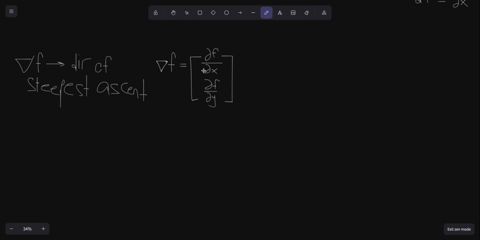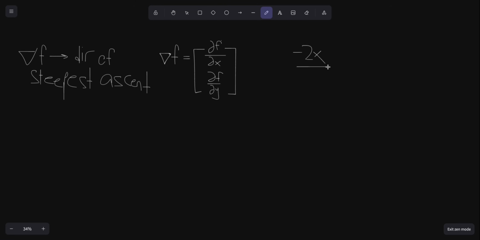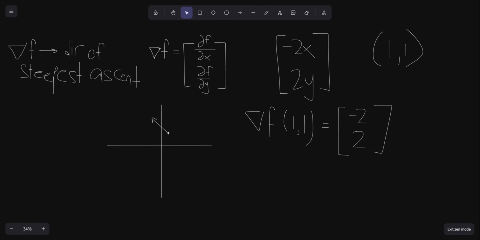Let's say that the partial with respect to x is negative 2x, and let's say that the partial with respect to y is 2y. You can also see that when I evaluate the gradient at the coordinate 1, 1, we're going to have a vector that's pointing to the left and pointing up, because this is just going to become negative 2 and 2. That's our vector at the coordinate 1, 1. So this is what it looks like.